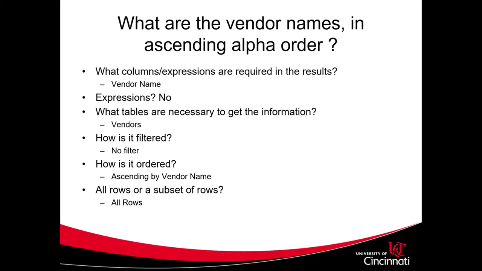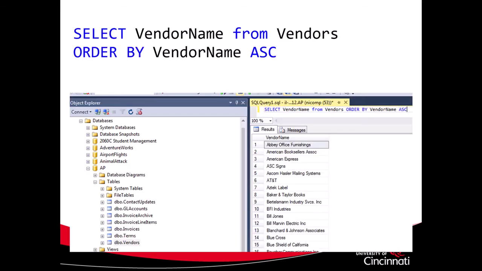In this video, we continue from the previous video to write simple SQL statements to extract information from tables. We are working with the AP database. In the previous video, we answered this question: what are the vendor names in ascending alpha order? We saw that we created a query window. We typed in the name of the query and we ran it by clicking the execute button, and we got a result set.